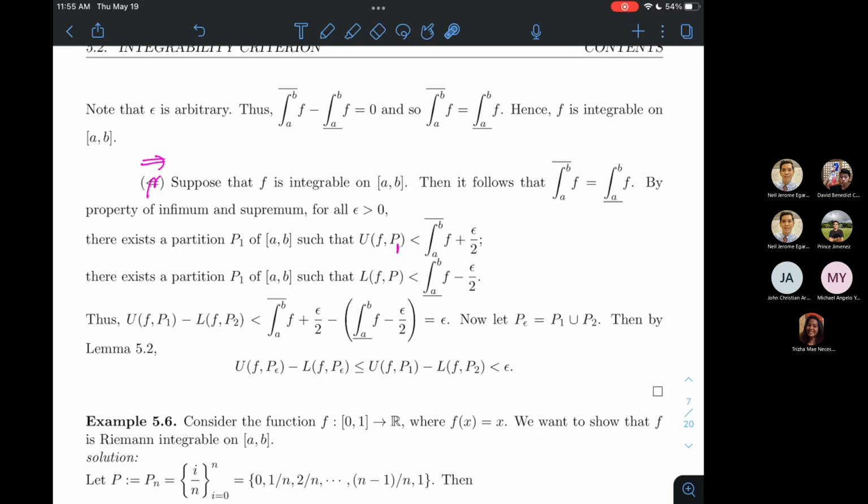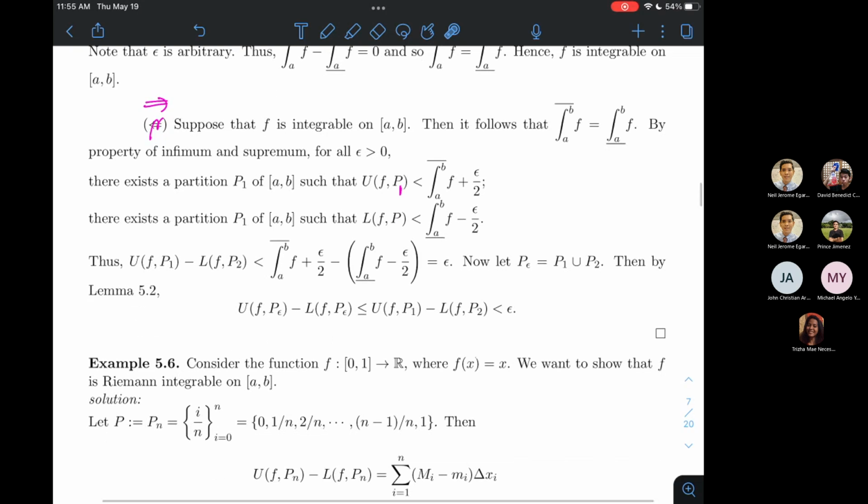Sa lower Riemann sum. Mukhang meron ditong correction. Tingnan natin. Well, recall that this is the supremum. So this is the least upper bound. Ito na yung least upper bound. Okay. So pag nag-minus ako sa kanya ng kahit anong positive number, however small, hindi na siya magiging upper bound.